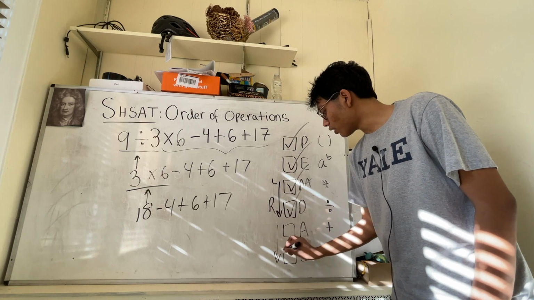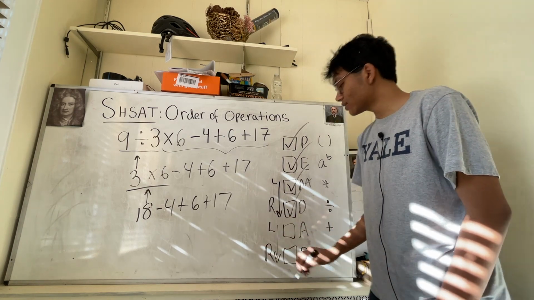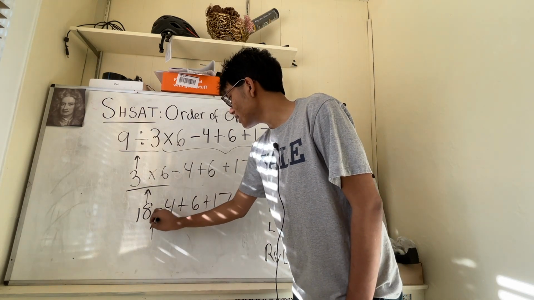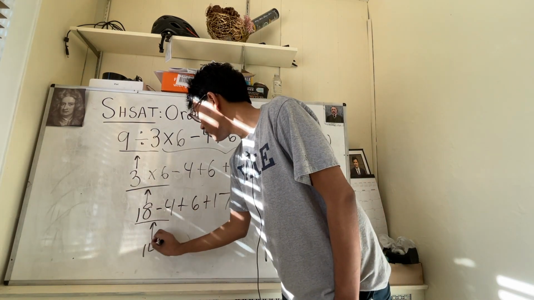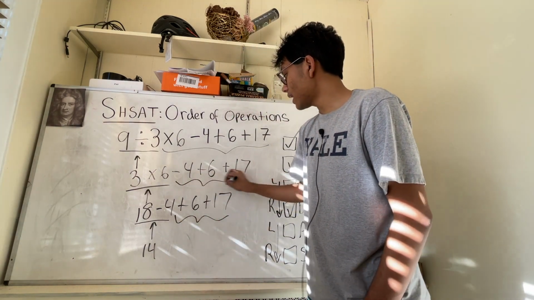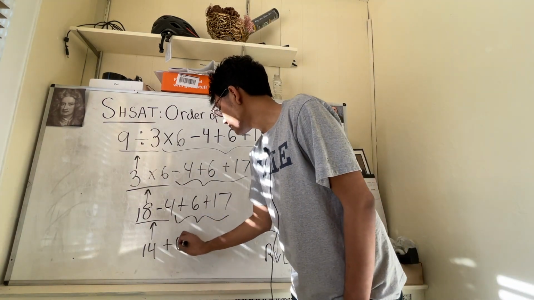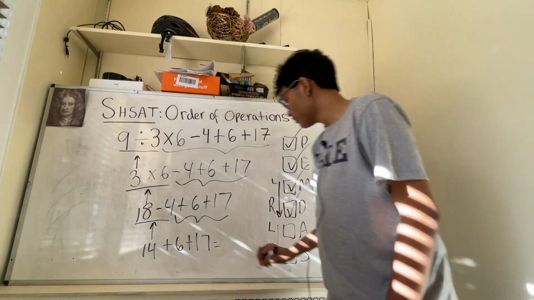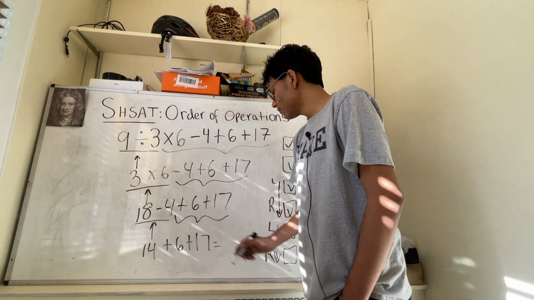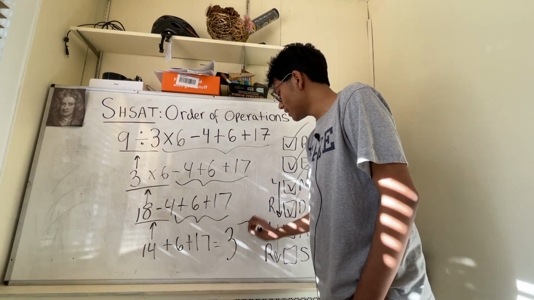Now let's see what's next. Addition and subtraction. Also, you have to do them left to right. Oh, there's a sign. 18 minus 4, that's just 14. Copy everything else down. So we're going to have plus 6 plus 17. And now we have only addition to do. So 14 plus 6 is 20, plus 17 is 37.